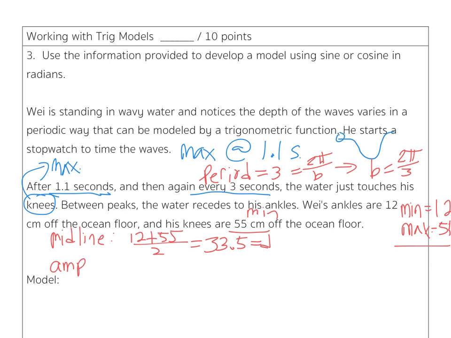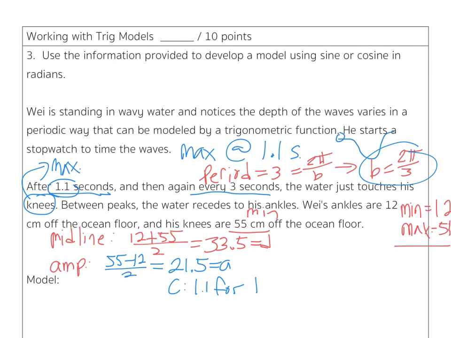Okay, amplitude we're going to find pretty similarly, but we're going to use the difference instead. So 55 minus 12 divided by 2, which would be 43 divided by 2, or 21.5, and that's our a value. Okay, we got our period, so b is 2 pi over 3. And we already talked a little bit about if we're using cosine, we're going to start at the time of the max. In other words, 1.1. So c would be 1.1 for positive cosine.